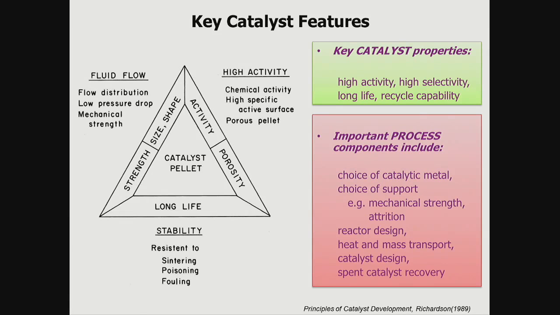So, choice of support, mechanical strength, attrition, reactor design, mass transport, heat transfer, catalyst design, spent catalyst recovery. So we've got chemists and chemical engineers all over that. Now the biggest problem of all is that chemical engineers and chemists don't generally talk. They don't talk because one's based in a lab with a specific remit and the other is on plant with the process. Thing is, you won't appreciate what the chemist doesn't understand.